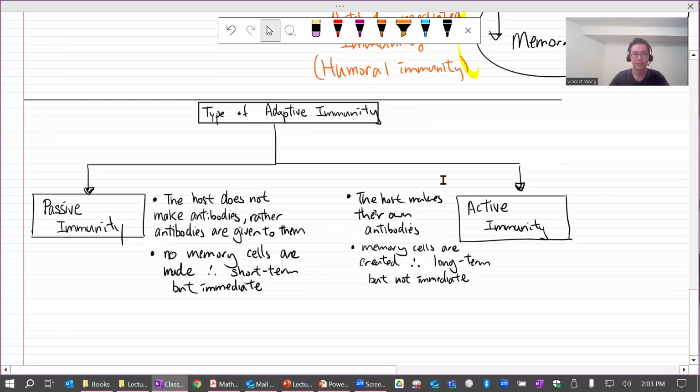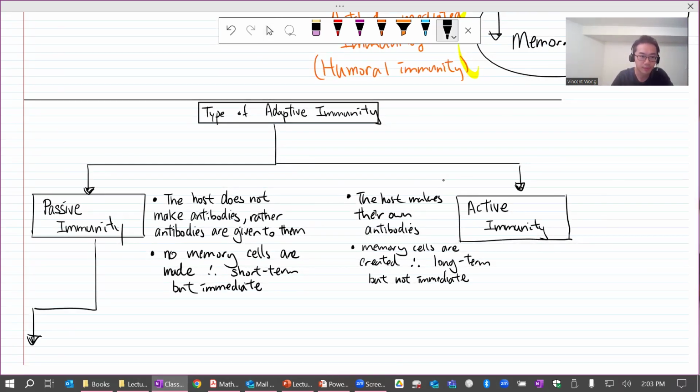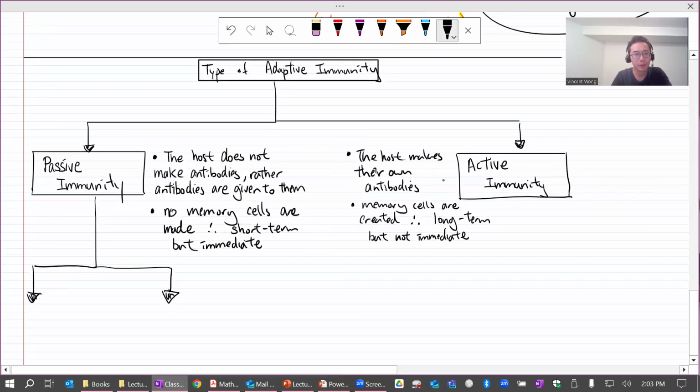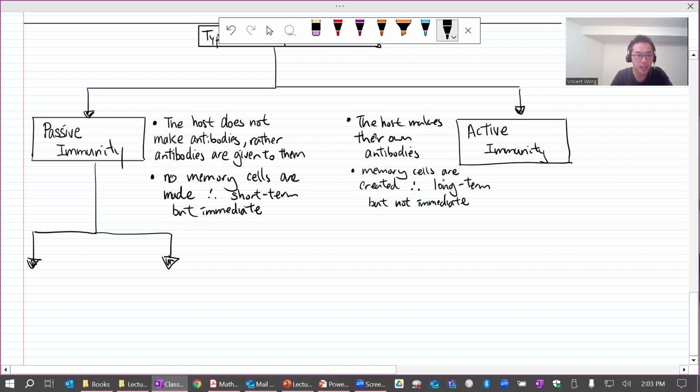All right, so let's give some examples. Under passive immunity, there are two kinds. We have natural, and we have artificial. Another word for artificial is induced.